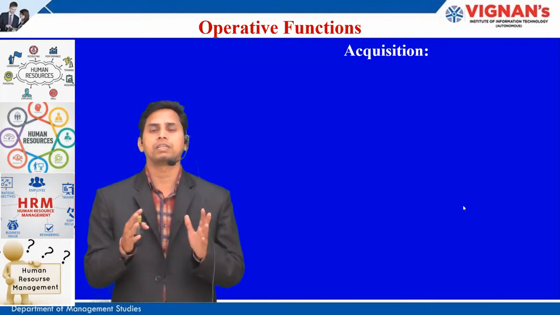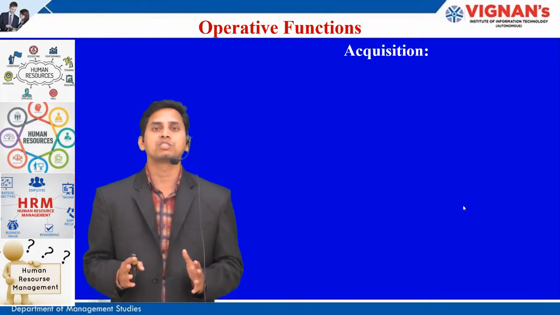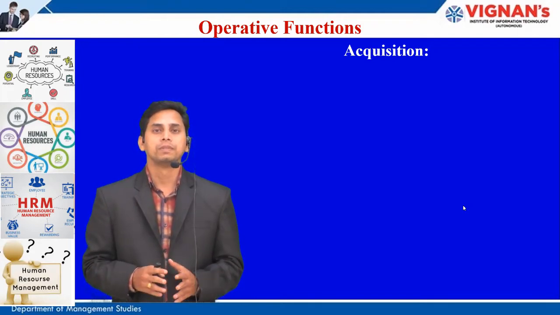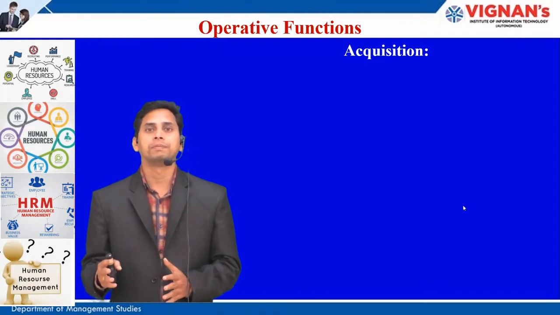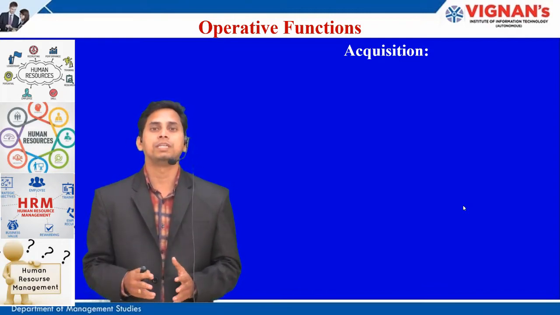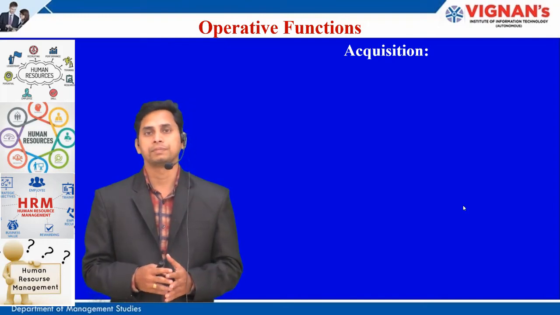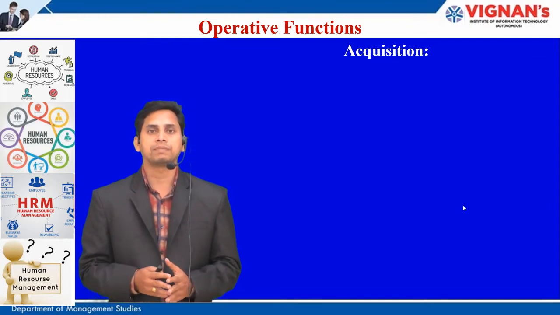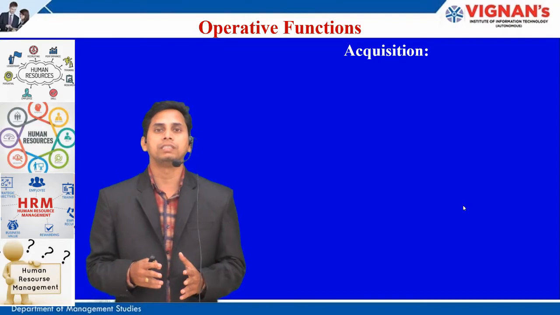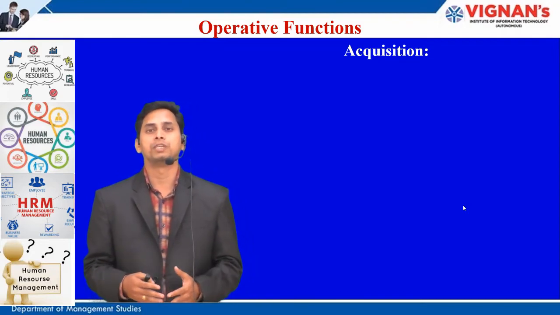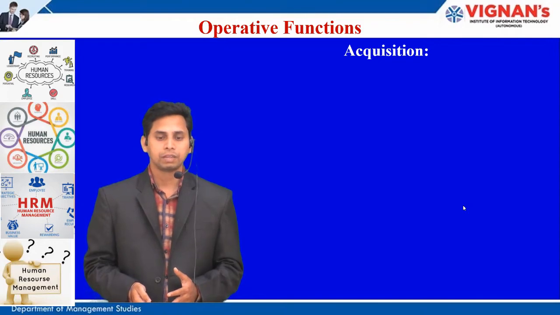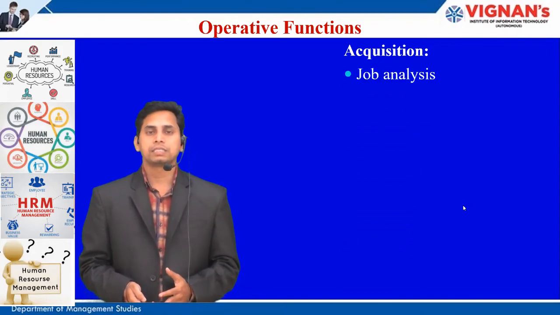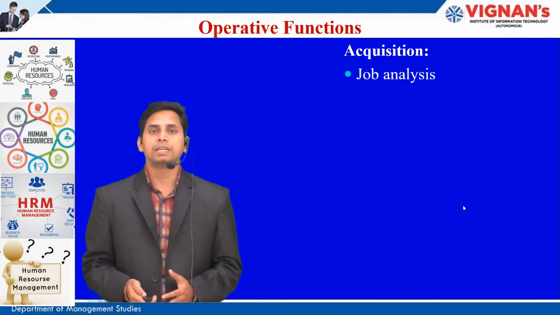So therefore there are different tasks to be performed in the organization. So we must ensure the right people for the right job. So this task will be ensured by the acquisition. So in the process of acquisition, they will identify the need for the recruitment and finally go for the recruitment. So in this function, job analysis can be done.